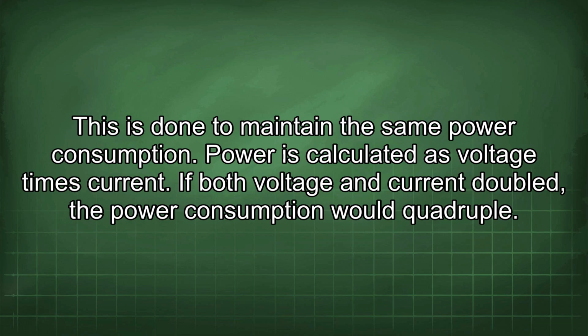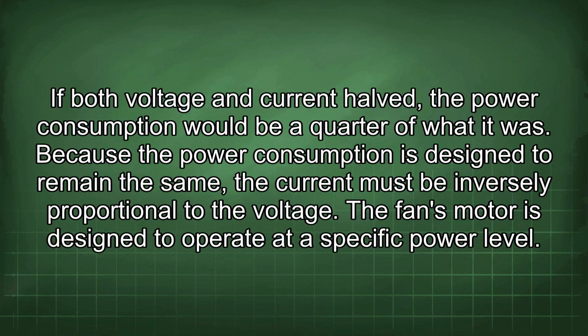Power is calculated as voltage times current. If both voltage and current double, the power consumption would quadruple. If both voltage and current halved, the power consumption would be a quarter of what it was. Because the power consumption is designed to remain the same, the current must be inversely proportional to the voltage. The fan's motor is designed to operate at a specific power level.